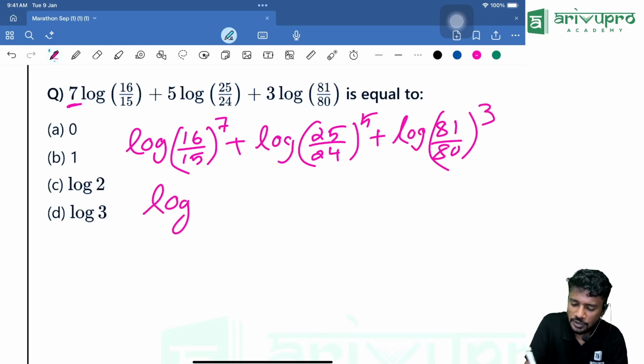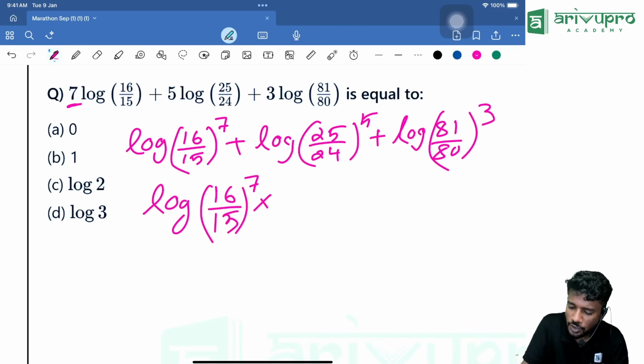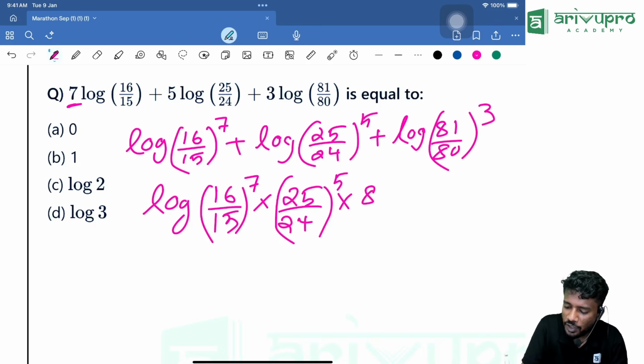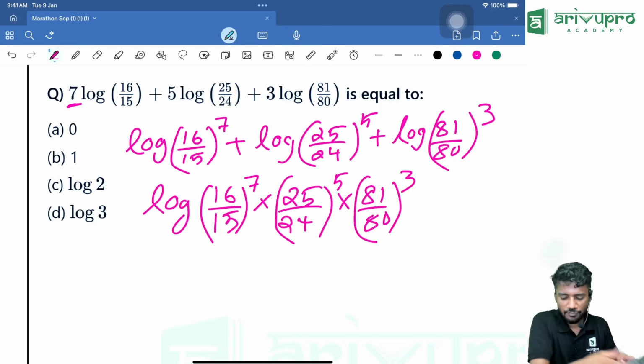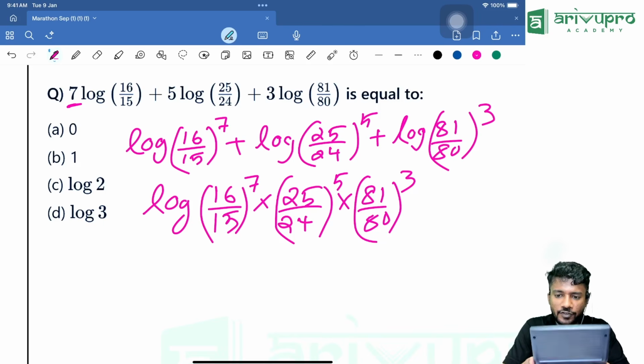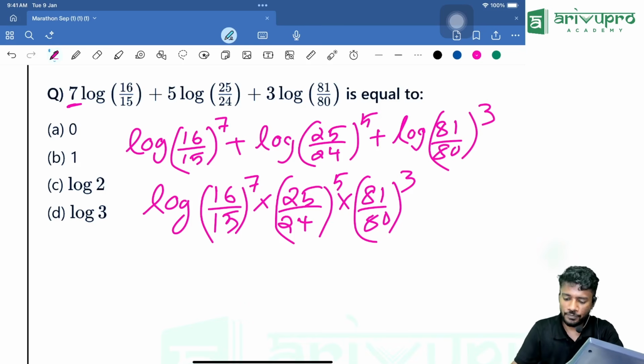That can be written as log of 16 by 15 the whole power 7 into 25 by 24 the whole power 5 into 81 by 80 the whole power 3. Now people, how will you use the calculator to find this value? First find 16 by 15. 16 divided by 15. Then into equal to how many times? Clear the memory also if required. 16 divided by 15. Then into equal to how many times? 6 times. How much are you getting? 16 by 15 is how much?